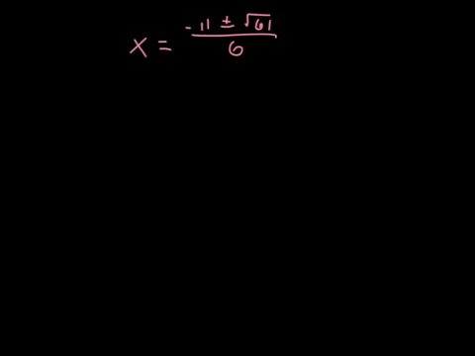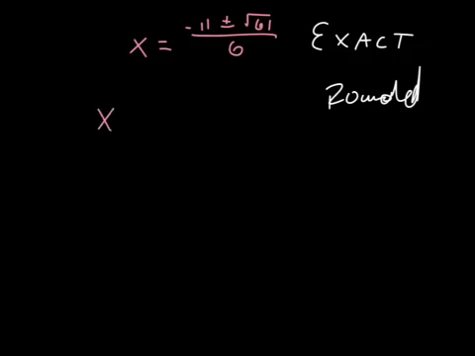If I then put this into my calculator, keep in mind this is two exact answers. If I want to get some rounded answers, I put this into my calculator twice. I put it in one time using the plus and one time using the minus. I end up with negative 3.14 and negative 0.53.